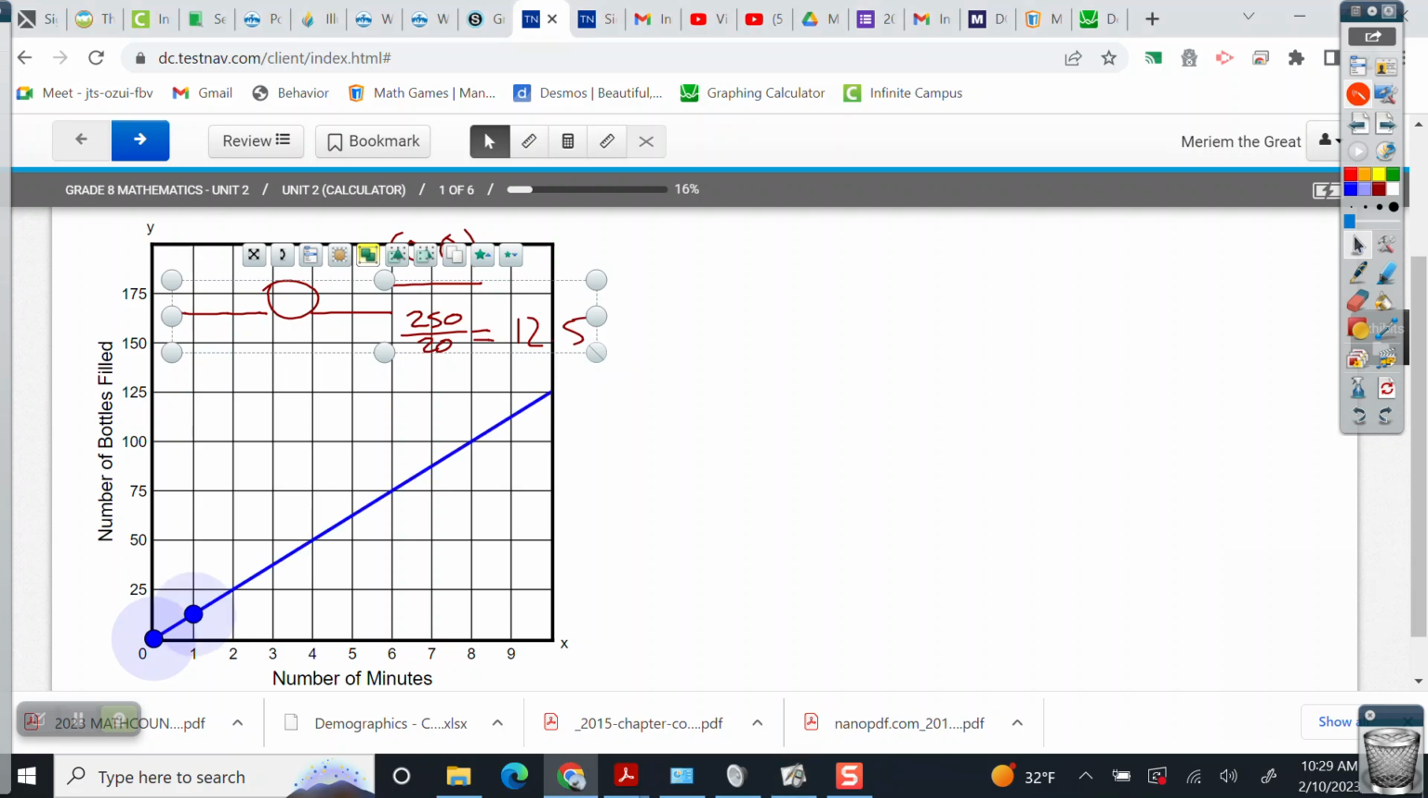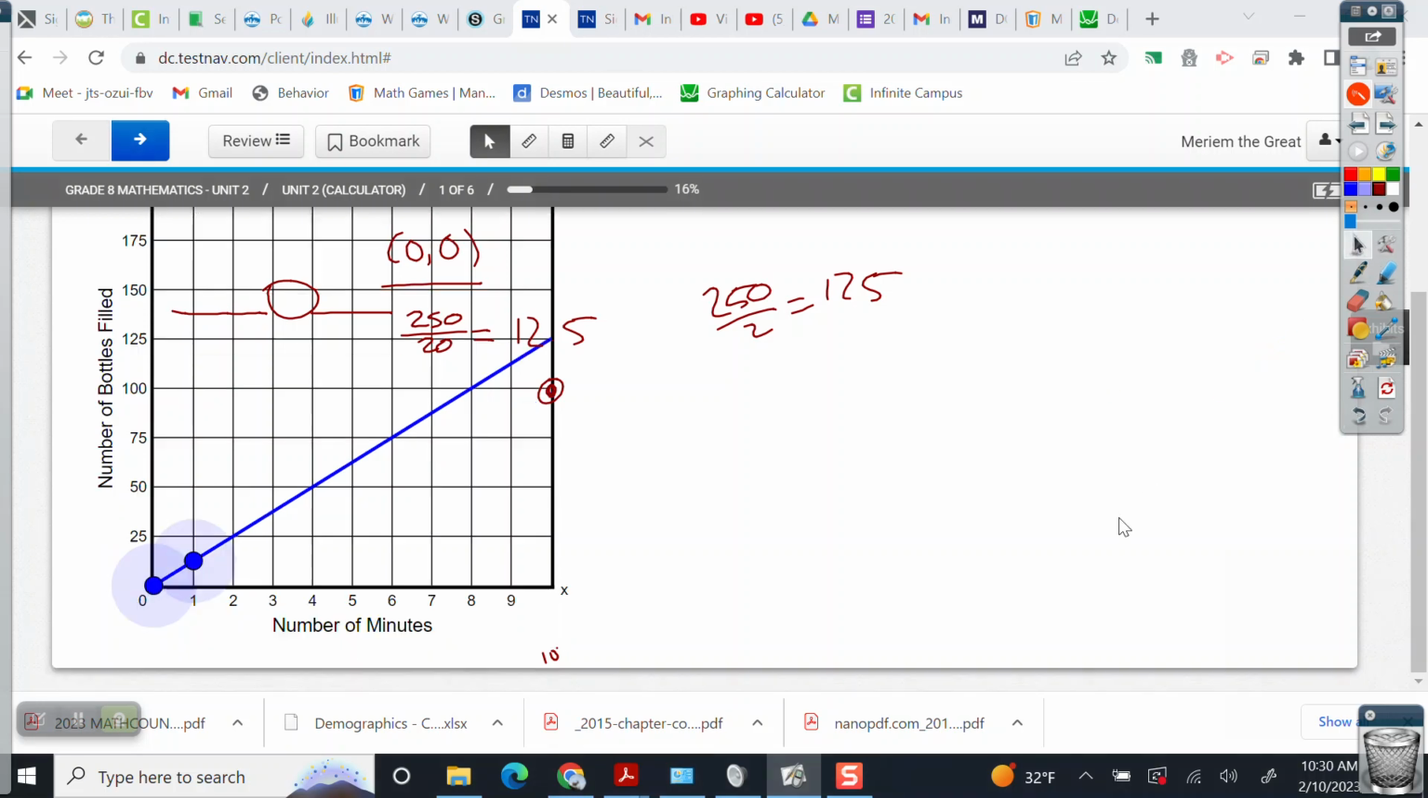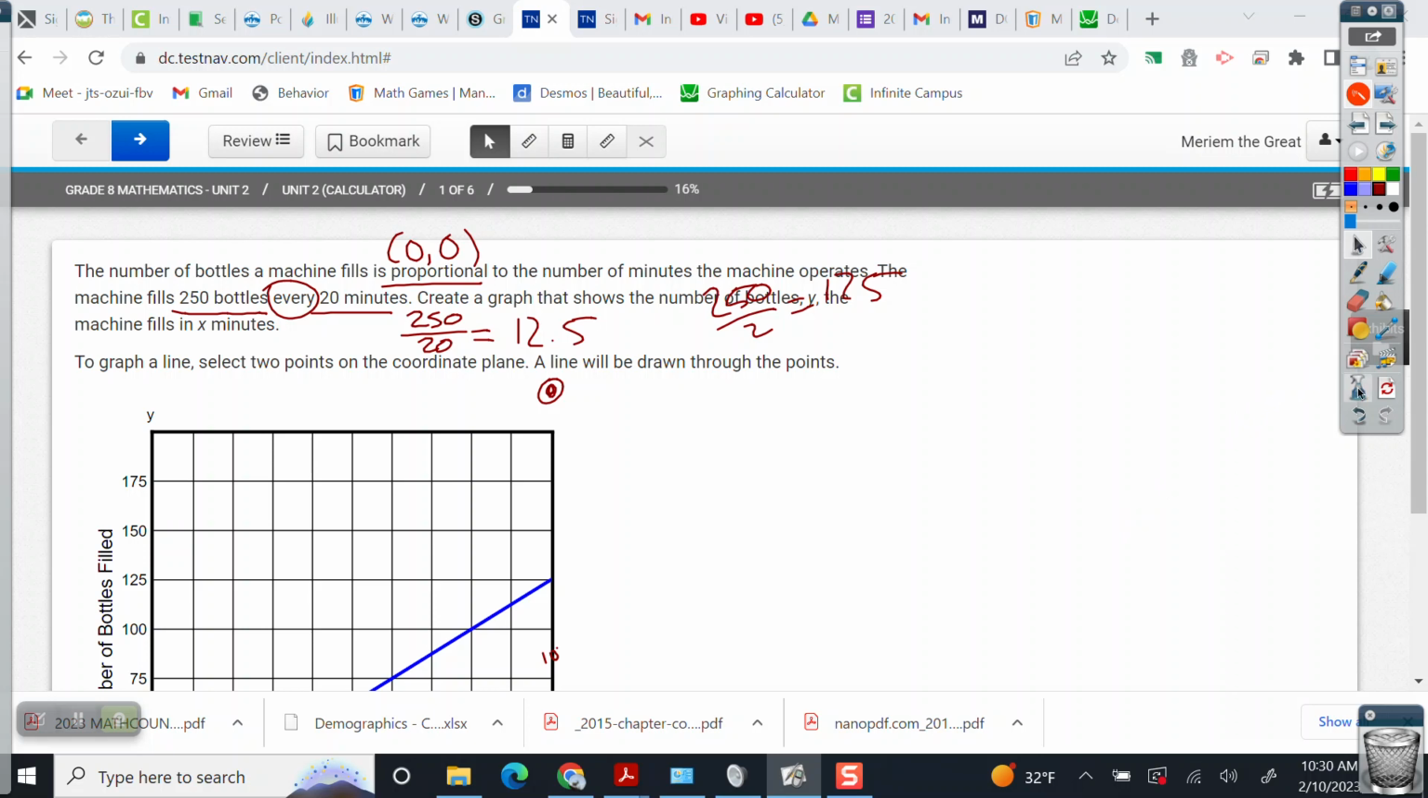The other way I could think about doing this is saying, okay, my graph only goes to 10, right? Well, 10 is half of 20. So what is half of 250? Well, half of 250 is 125. So that means at 10, 125 right here, the line has to go through it. So that point's on the same line, so we're good to go. Let's double check, make sure that there are no other questions that we are being asked to answer. Nope, and that is it. All right, I'm going to clear this. Let's take a look at problem 2.